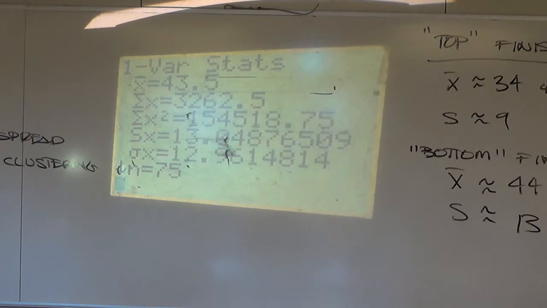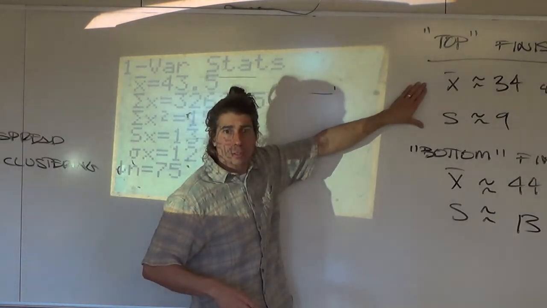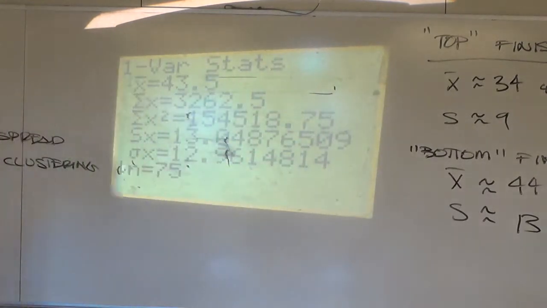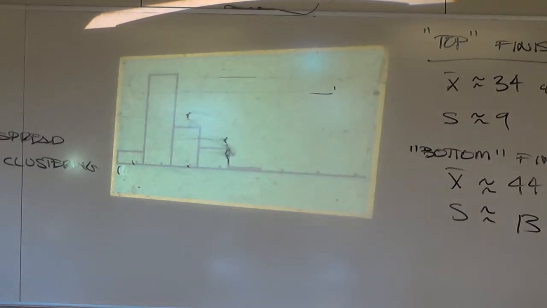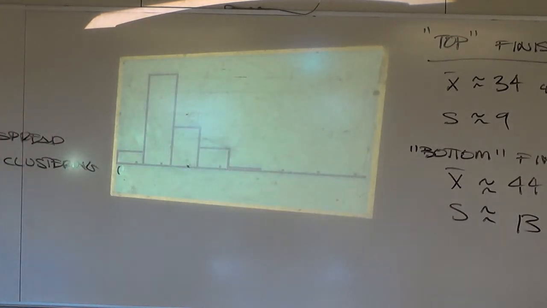There you go. Now, let me ask a question. What can we now infer? Let's go back to the top finishers. Now that we know that X bar is 34 and S is 9, and I'm going to turn off the bottom finishers and just look at the top ones, what can we now infer more deeply about the percentage of finishers in the top, now that we know the standard deviation and the average, and we also know that the data is roughly bell-shaped?